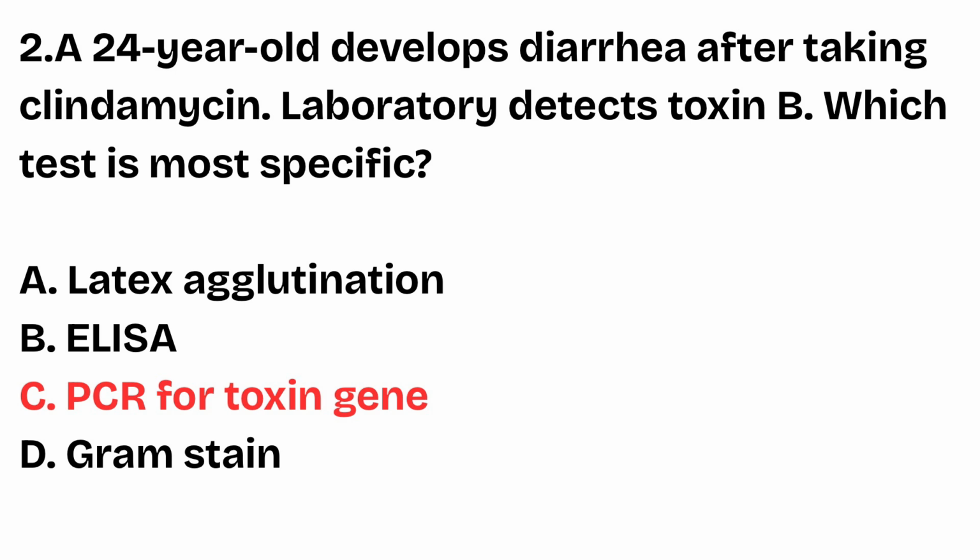PCR directly detects the toxin B gene of Clostridium difficile, giving highest sensitivity and specificity. Other tests may miss low toxin levels.